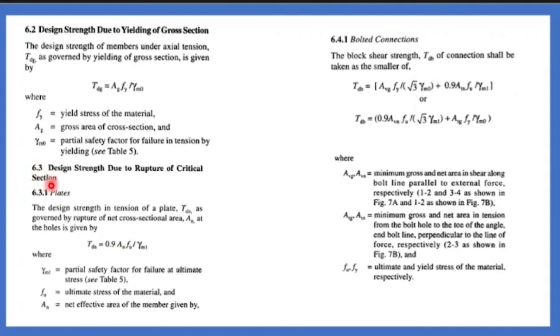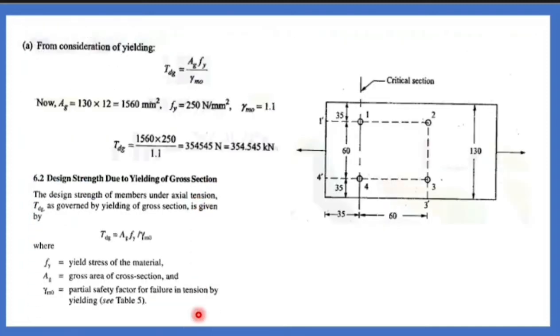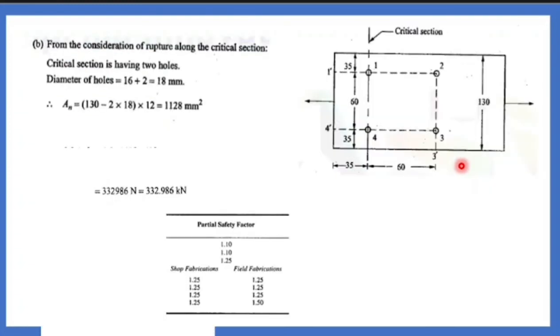Clause 6.3, you have this formula. An is the net effective area of the member. What is net effective area? See, you have the gross area. After providing two holes, what will happen? The area gets reduced. So, how many holes are here? You substitute 130 minus 2 number of holes, diameter of the hole 18. 16 plus 2 is 18. This is your net width.